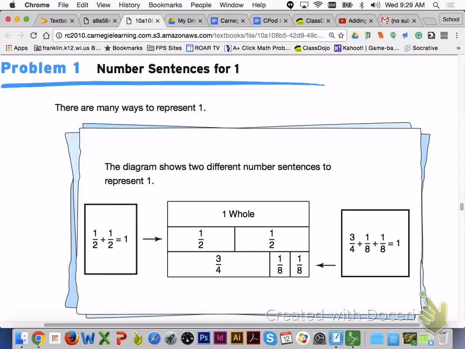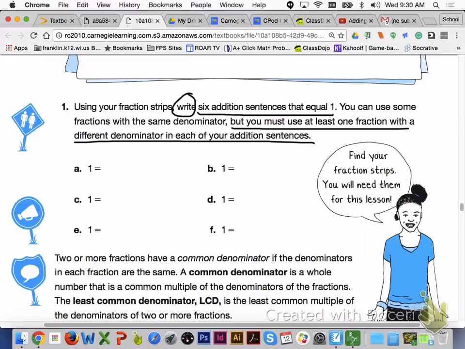Turn to page 168, problem 1, number sentences for one whole. There are many ways to represent one whole. The diagram shows two different number sentences to represent one whole. We have 1/2 plus 1/2 is equal to one whole, and we have 3/4 plus 1/8 plus 1/8 is equal to one whole. It will be very helpful if you have your fraction strips for this part and other parts of the lesson for today. Answer number 1, letters A through F, with your group members.